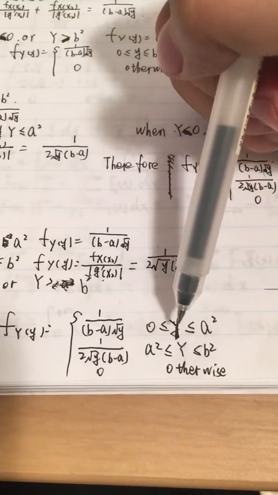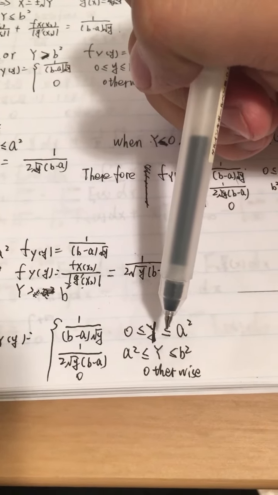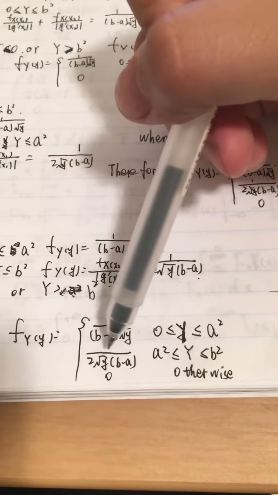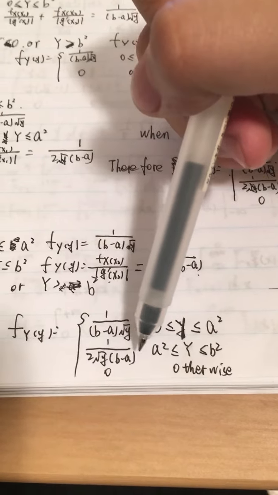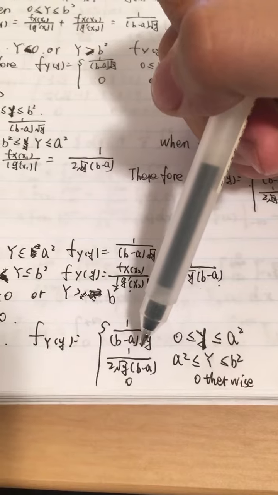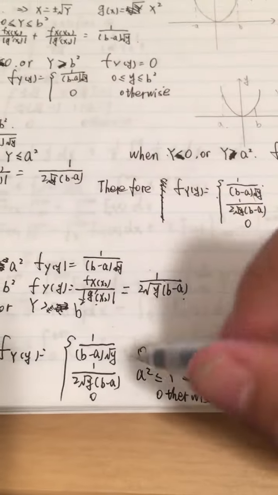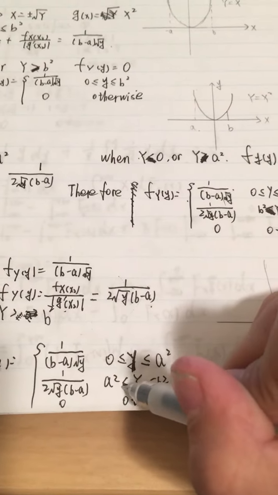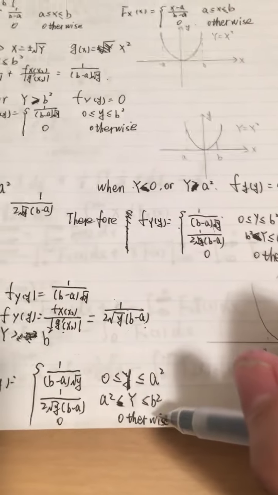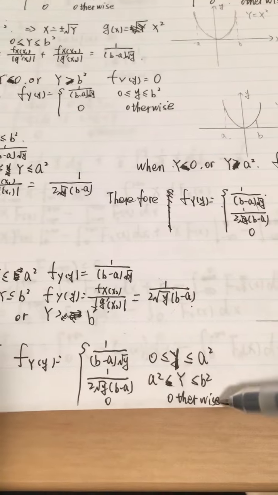When y is greater or equals to 0 and is less or equals to a squared, fy of y equals 1 minus 1 over 2 multiply y to the power of 1 over 2 multiply b minus a when y is greater than a squared and y is less or equals to b squared, and fy of y equals 0 otherwise.